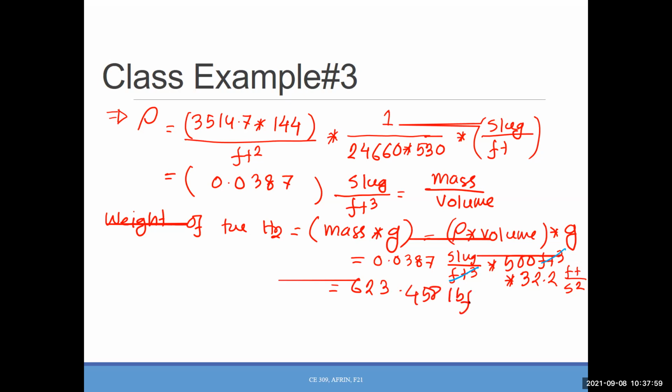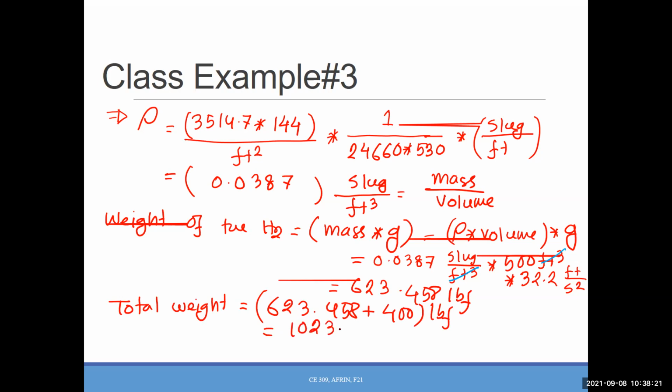Now that is the weight for the hydrogen only, but they are asking you to find what will be the weight of the tank when it is filled with hydrogen. So what will be the total weight? The next part is very easy. We will just add 0.458 with 400, right? And that will give you 1023.458 pounds.